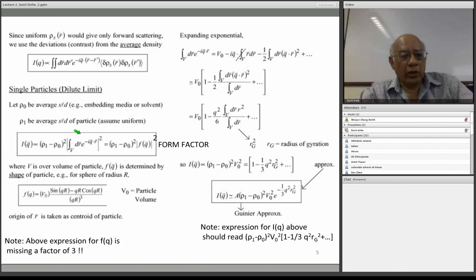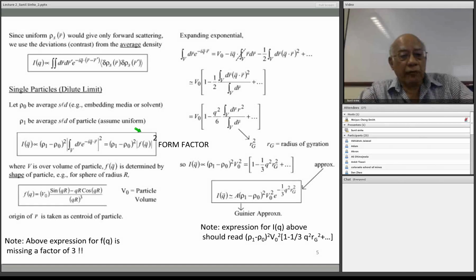And so all the information about the size and the shape, the volume and the shape, is contained in this quantity here. So we denote that by f of q, and so this is f of modulus q squared, and f of q is called the form factor. Sometimes the modulus squared of f of q is also called the form factor. It depends on the convention, so you should be careful when you're looking at lectures on small angle scattering as to what the definition is.